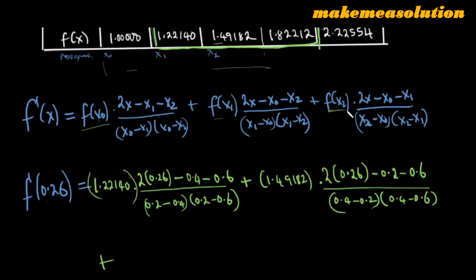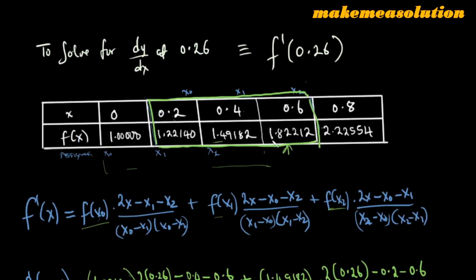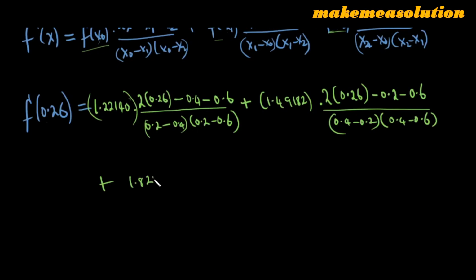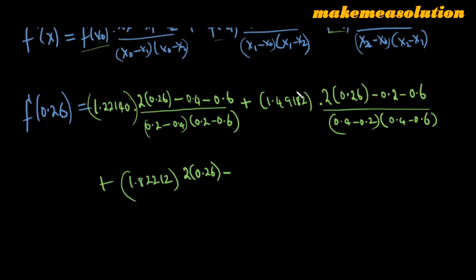your f of x2. F of x2 is going to be this guy over here, which is 1.82212. You have 1.82212, and you now have 2 into 0.26. Okay, you're going to subtract. For your x2 is what? 0.6. So subtract other points apart from 0.6, which is 0.2 and 0.4, since you chose those three. And you now have 0.6 minus 0.2 and 0.6 minus 0.4. Is that okay? So let's set up our calculator and evaluate this.